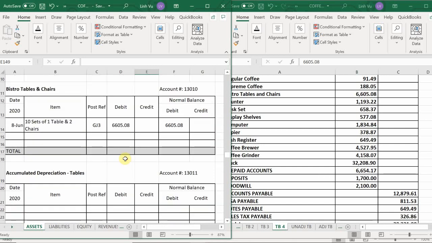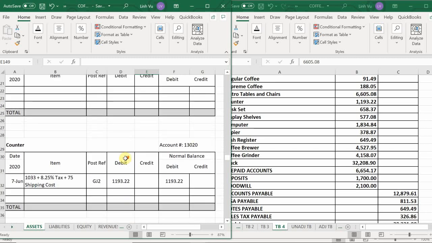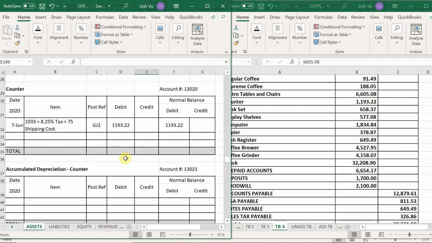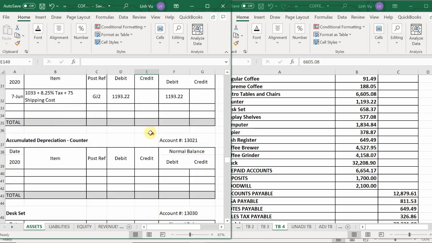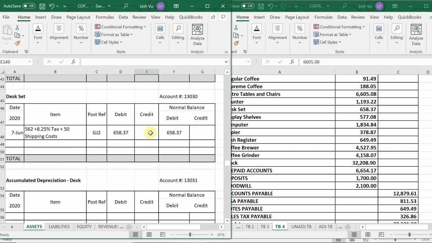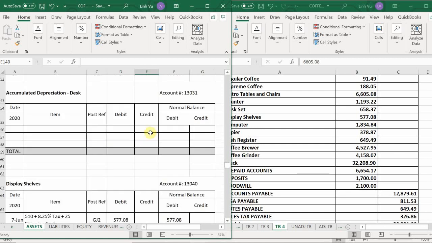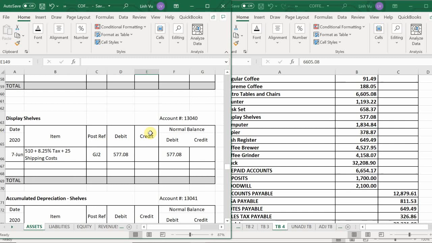All right. Bistro tables and chairs, that's definitely stayed the same. Okay. No depreciation yet. Counter for 1193.22, that stayed the same. Okay. The desk set for 65837 stayed the same. And the display shelves is the same for 57708. Okay.